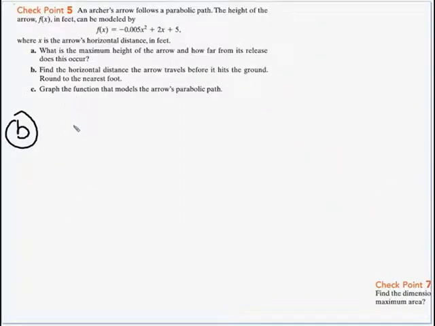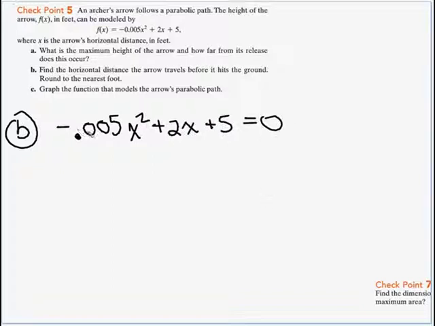Well, we set the function equal to 0. Negative 0.005 x squared plus 2x plus 5, and set it equal to 0. We're not going to factor it by guessing and checking. Complete the square might be possible, but we'd have to divide every term by negative 0.005, and it's going to turn into a pretty big number mess. Might just want to, again, stick with the quadratic.